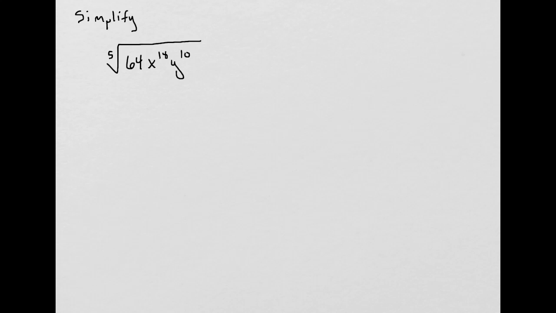Okay, so let's see how that would apply to the problem that we had. The first thing to notice about the problem is that you've got a number underneath your radical of 64. 64 is a number that can be factored. So our first step is we want to factor the radicand. I want to factor what's underneath that radical.